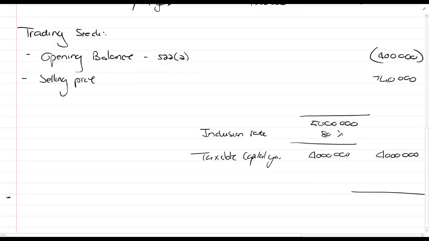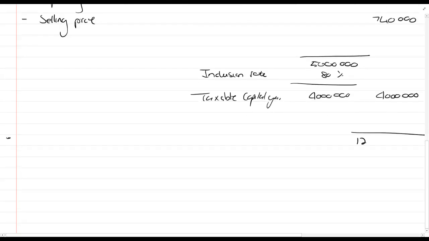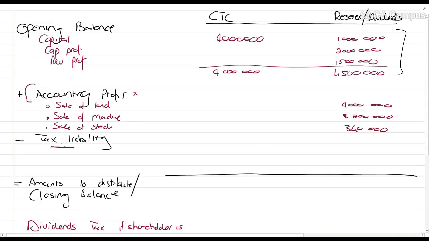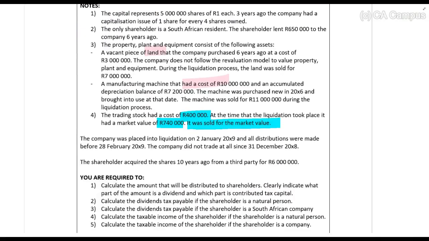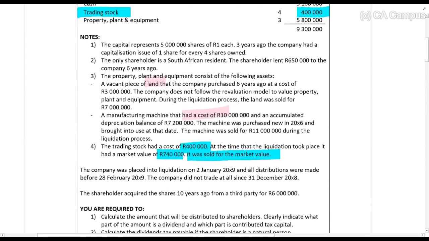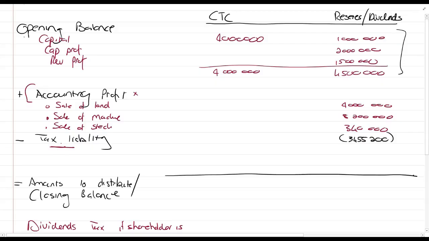Okay, and that gives me 12,340 as my taxable income, and the tax on that at 28% is 3,455,200. So our tax liability is 3,455,200. Let me just take a quick look. Yeah, everything perfectly correct. All right, so we add up everything.